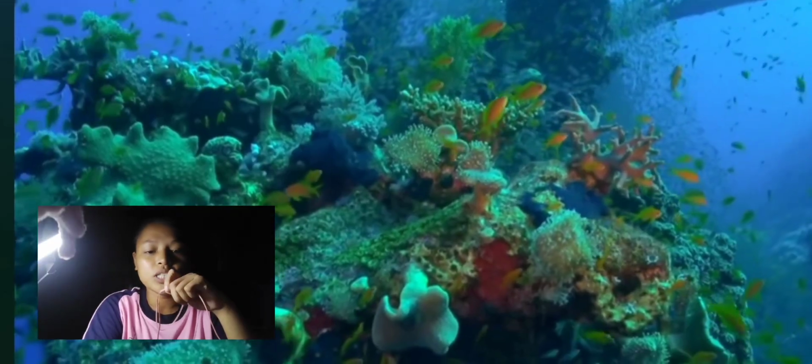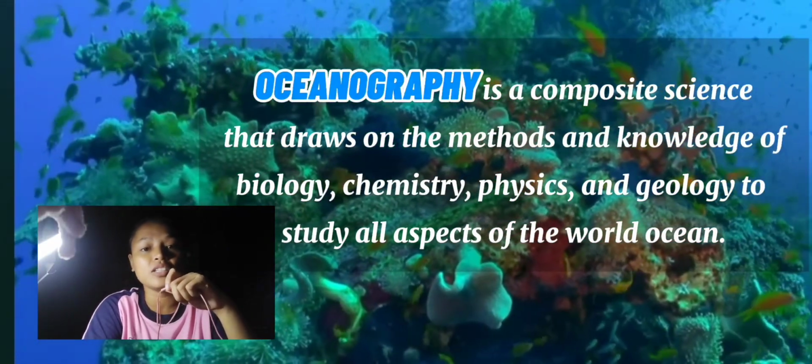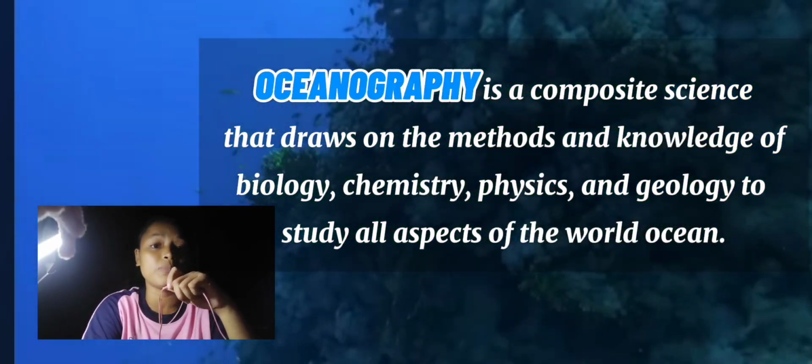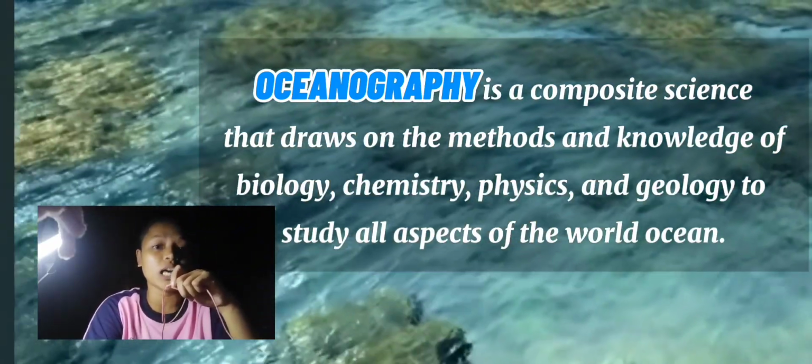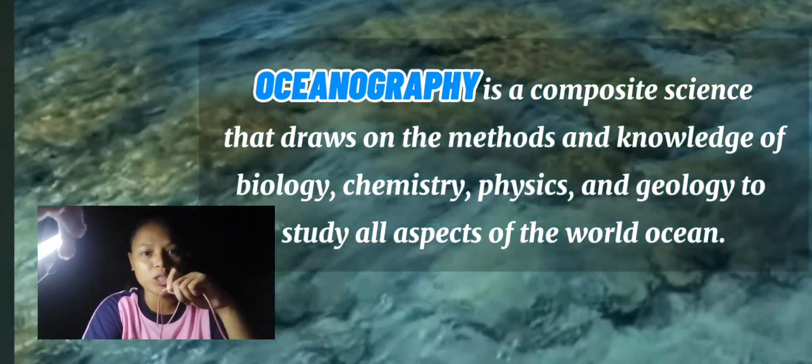Calling Earth the water planet is certainly appropriate because nearly 71% of its surface is covered by the global ocean. An important term to remember in this chapter is oceanography. Oceanography is a composite science that draws on the methods and knowledge of biology, chemistry, physics, and geology to study all aspects of the world ocean.